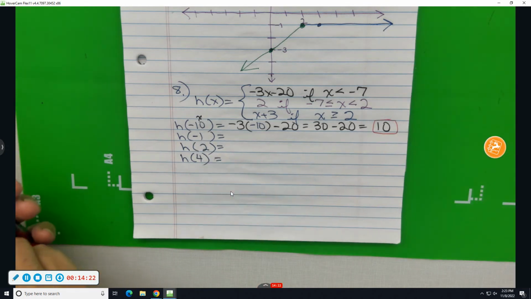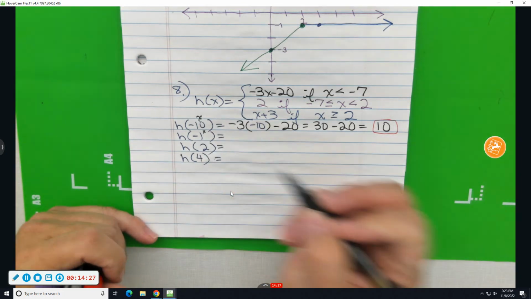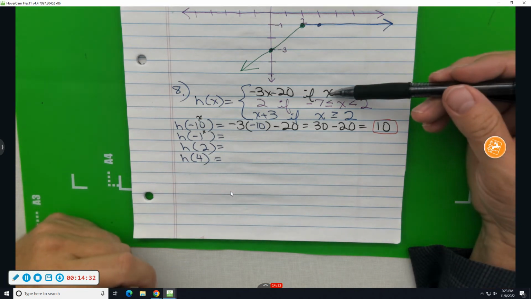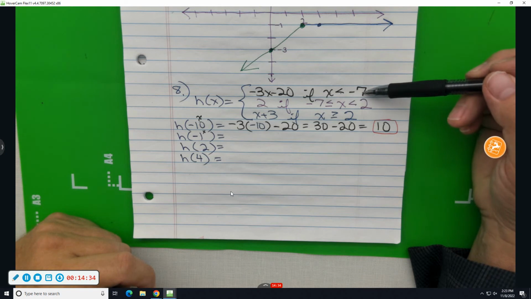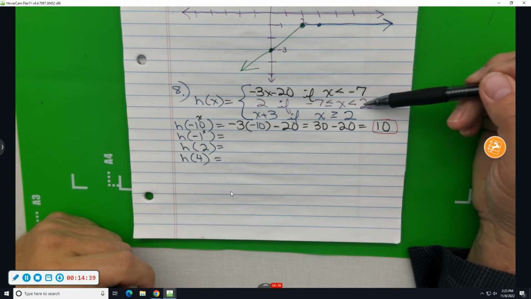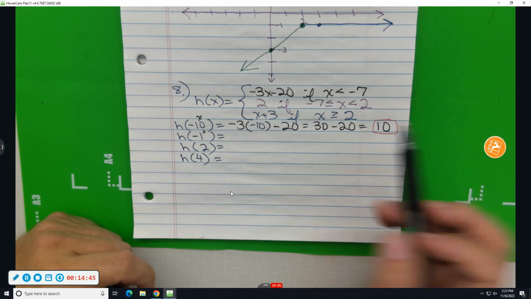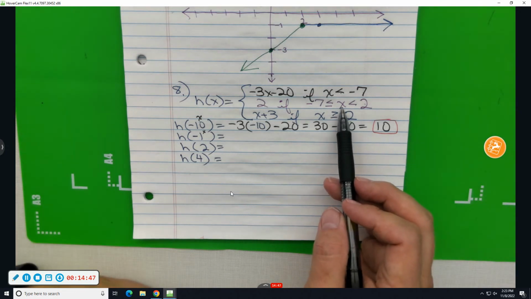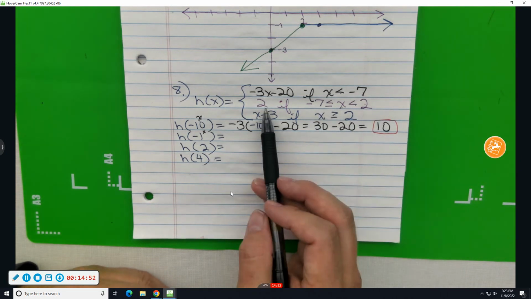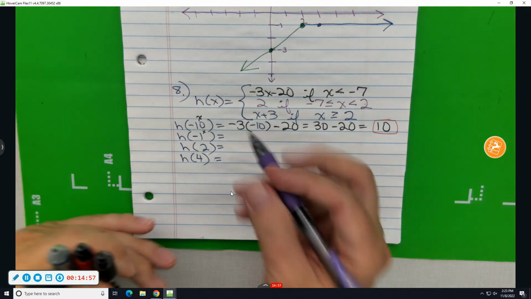Looking at the second piece, the second problem, h of negative 1. Our x value is negative 1. Which inequality is satisfied? Is negative 1 smaller than negative 7? Is negative 1 between negative 7 and positive 2? Or is negative 1 bigger than positive 2? It's this one here. Negative 1 is between negative 7 and positive 2. So the y value is, there's no variable to plug in there. The y value is just 2.